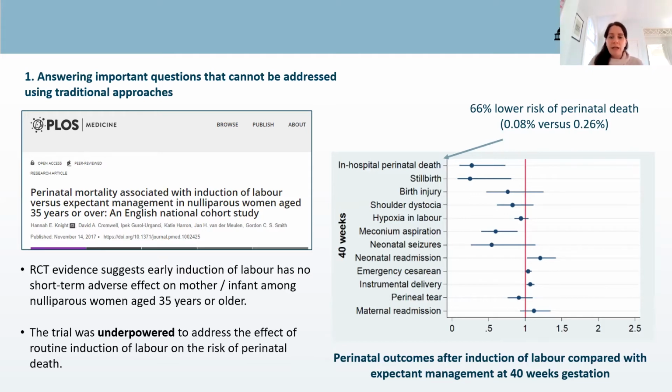So for this study, we analysed linked data for 77,000 mothers and found that compared with expectant management, induction of labour at 40 weeks was associated with a 66% lower risk of perinatal death. So these findings obviously have quite important implications for policy guidelines and also for women who want to make decisions about how they want their childbirth to happen. So the large size of these data sets is a real advantage.